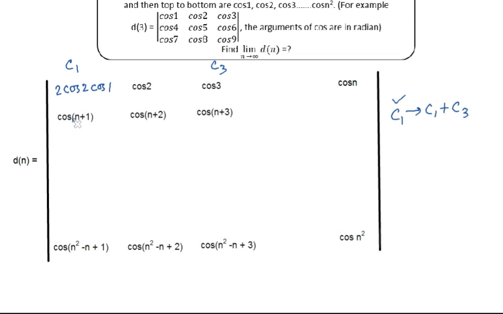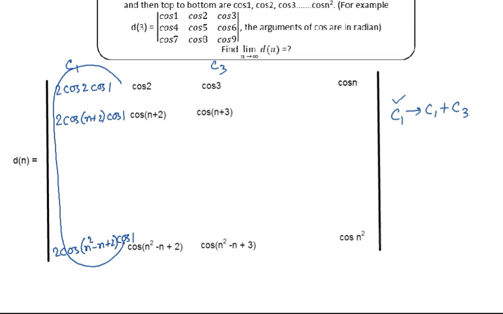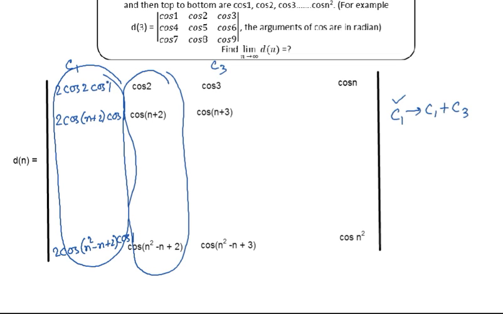Then this particular element will be replaced by 2 cos n plus 2 cos 1, and in this way the final element is going to be replaced by 2 cos n square minus n plus 2 cos 1. So ultimately you can see that the entire column 1 is proportional to column 2, because column 1 is basically a multiple of column 2, as cos 1 is getting multiplied with every element of column 2 in the first column.